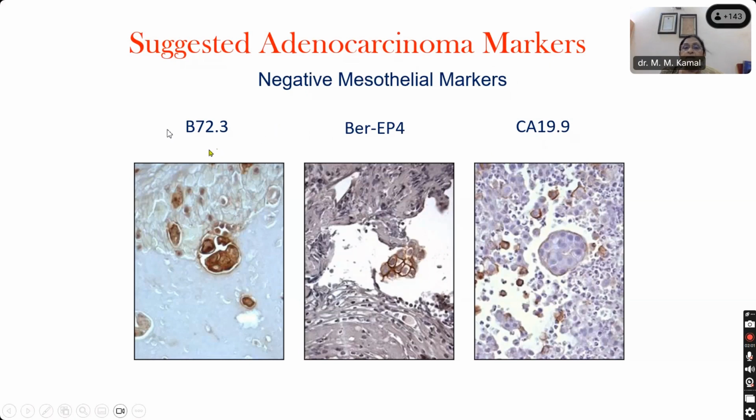Yes, ma'am. B72.3, which is positive in case of adenocarcinoma, EP4, which is again positive in case of adenocarcinoma, and CA99, which is positive in case of adenocarcinoma. These will be negative in all the mesothelial cells, and even in mesothelioma. So you can be very sure that whatever you are seeing are adenocarcinoma cells.